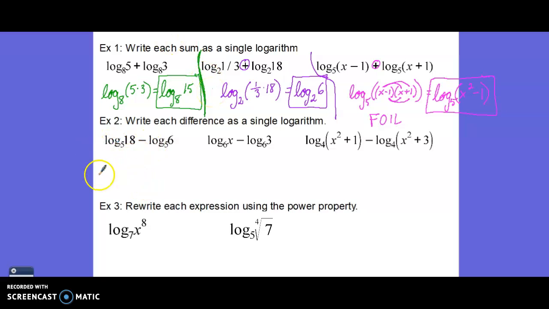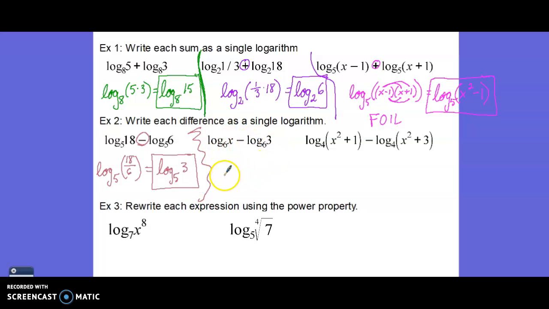So as I look at the next one, you notice that we are switching over to subtraction. So what that means is we have log base 5 of 18 divided by 6. And yes, the order matters. 18 divided by 6 is not the same as 6 divided by 18. So the answer I'll be looking for is log base 5 of 3. But again, feel free to use a calculator to double check that you have the right idea down.